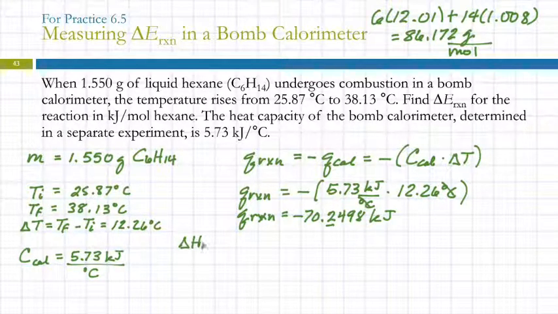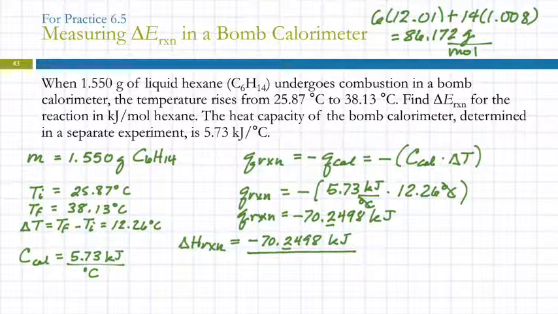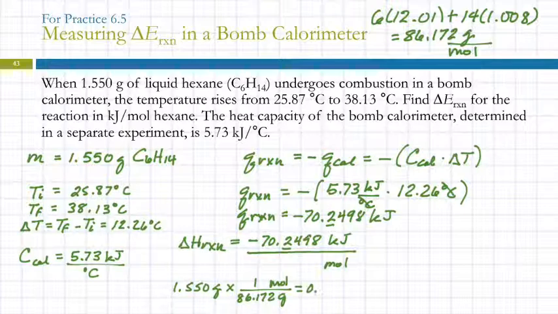So delta H for this reaction, it gave off 70.2498 kilojoules for how many moles of hexane? Well, we need to convert that mass to moles. 1.550 grams times, moles on top and grams on the bottom, 86.172 grams is 1 mole of hexane. That gives 0.017, and since our mass had 4 significant figures, 0.017987 moles.